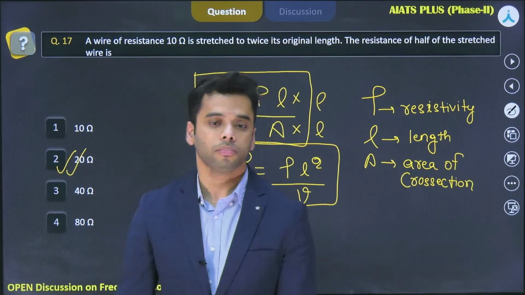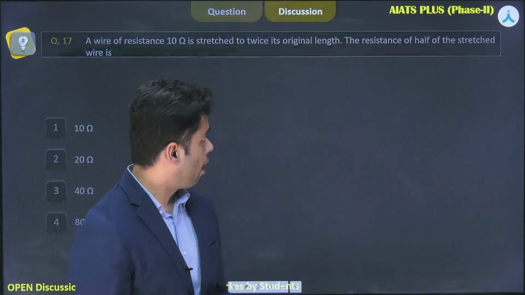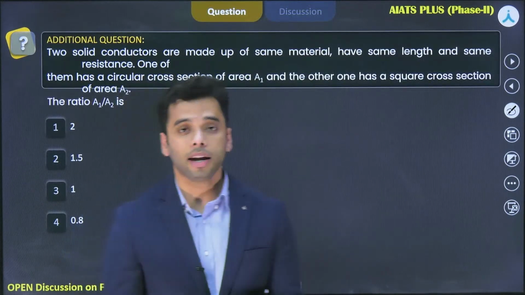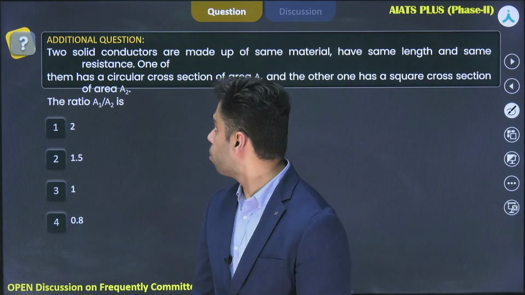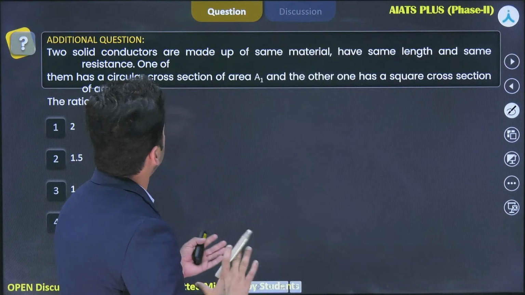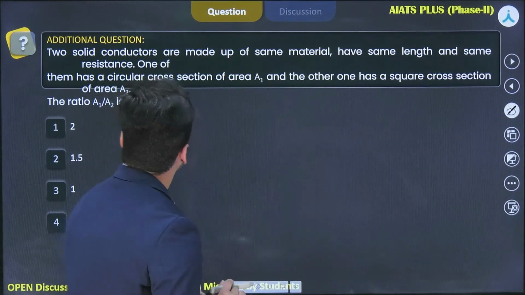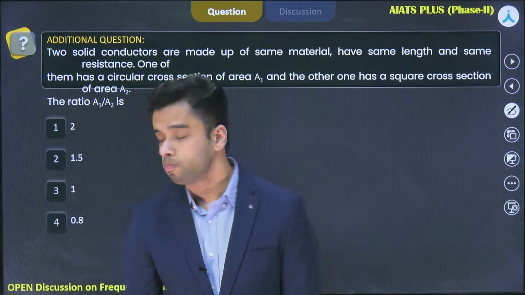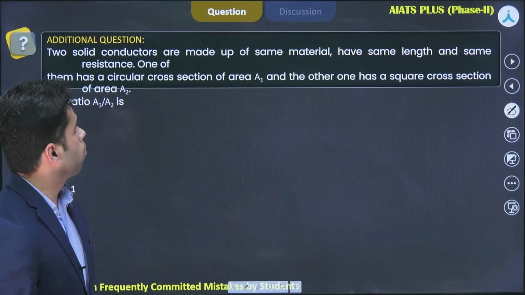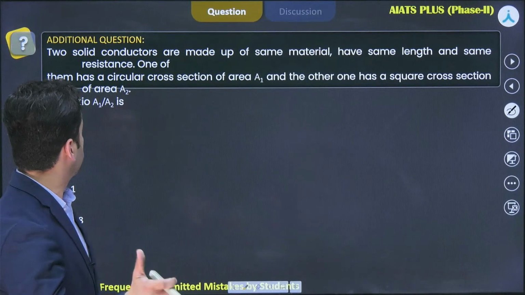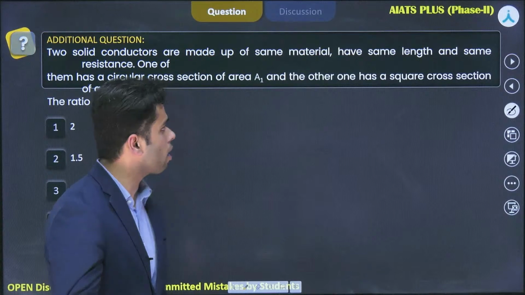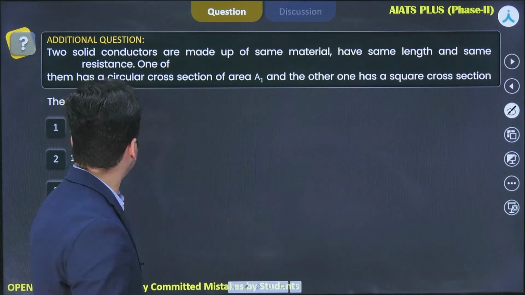I hope you understood this concept. And if you understood this concept, then have a look at this problem. This problem has been a little bit jumbled up, so I'll read the problem for you. It says that two conductors are made up of same material, have same length and same resistance. One of them has a circular cross-section of area A1 and the other one has a square cross-section of area A2. The ratio A1 by A2 is.